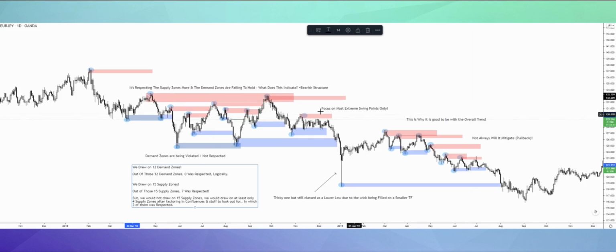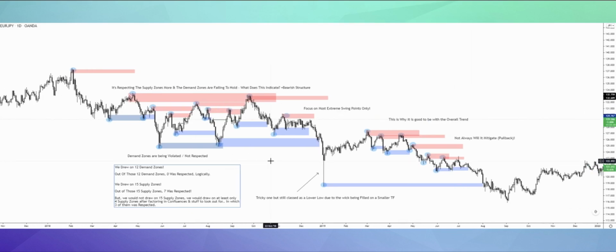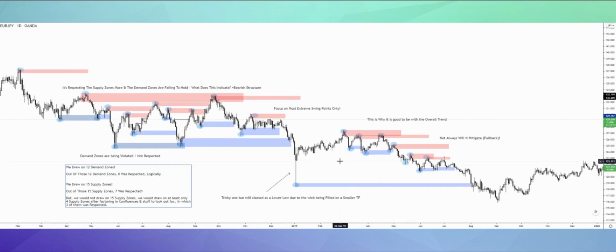But we would obviously not draw on all these 15 supply zones. You must understand that we could draw on at least only, counting here, 4 supply zones after factoring in confluences and stuff to look out for, in which 3 of them were respected. So logically speaking, if we were going to draw every supply zone in accordance to our confluences, so for example, even adding on the Fibonacci tool, it would help invalidate a lot of POIs.